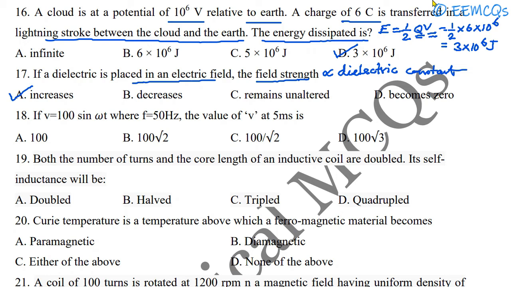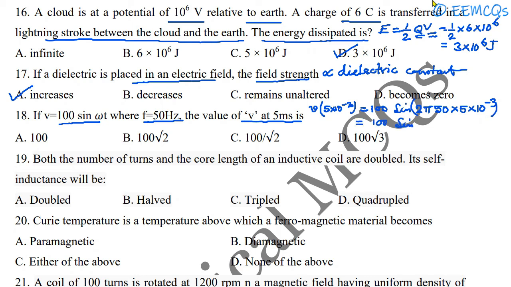If V is equal to 100 sin omega t, where F is equal to 50 Hz, find the value of V at 5 millisecond. Okay, so just put the value of time t is equal to 5 millisecond and F is equal to 50 Hz in this equation, you will get the answer. So V at 5 millisecond will be equal to 100 into sine of 2 pi F, that is 50, into 5 into 10 to the power minus 3.